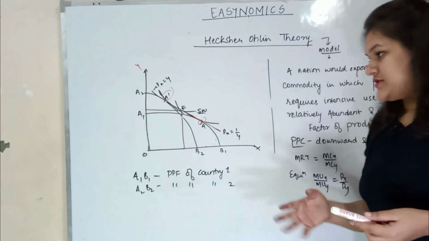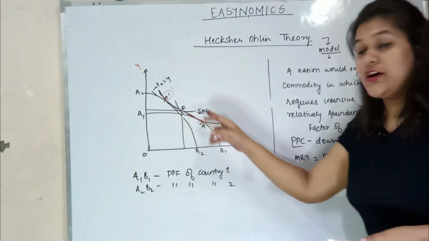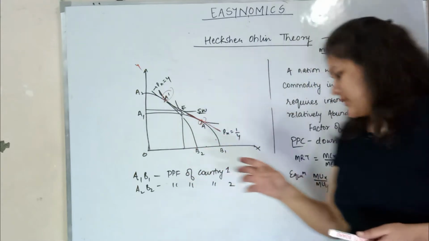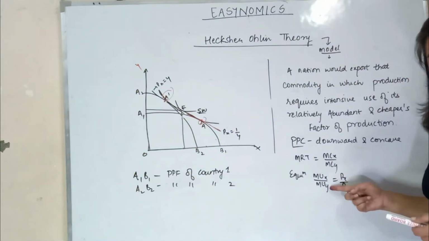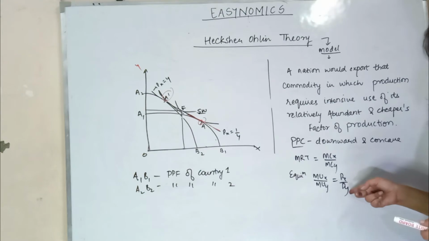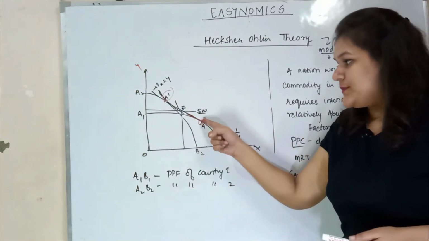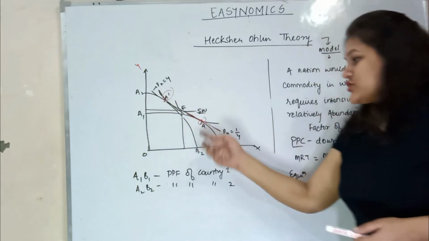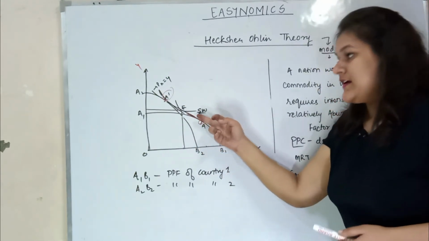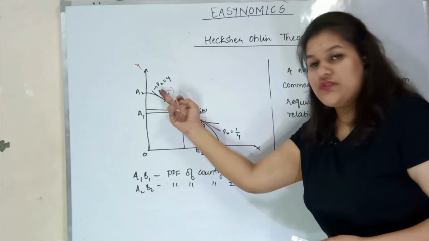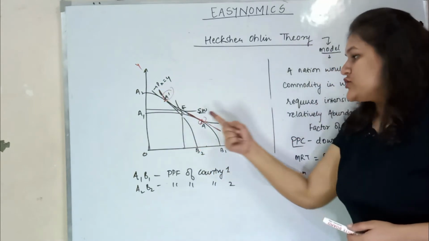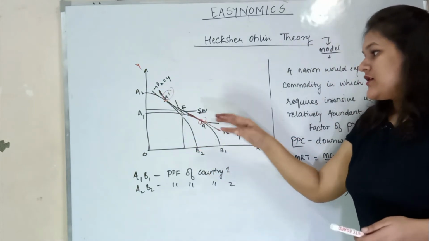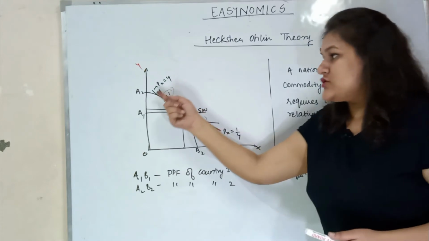If you observe, equilibrium will happen when your MUx upon MUy is equal to Px upon Py, so this price line should be tangent to this point and this point only. Then you will be able to produce. So this price line is flatter as compared to this price line. It means the slope of this is lesser than the slope of this line.